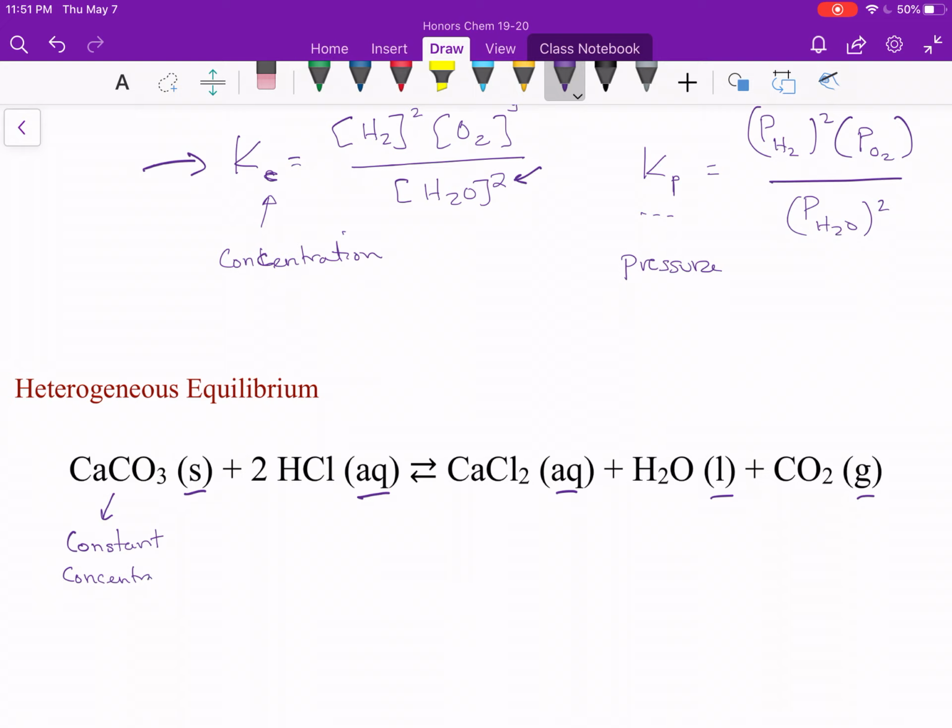It doesn't matter how much I have. If I take 10 grams of it, and let's say that 10 grams was in 10 liters or whatever, and then I cut that 10 grams in half, I'm also going to cut the volume in half. So the concentration stays constant. The other thing that stays constant is liquids. Liquids have a constant concentration.